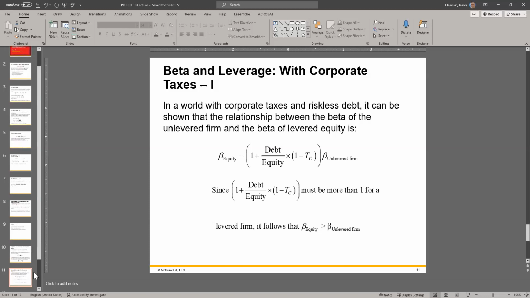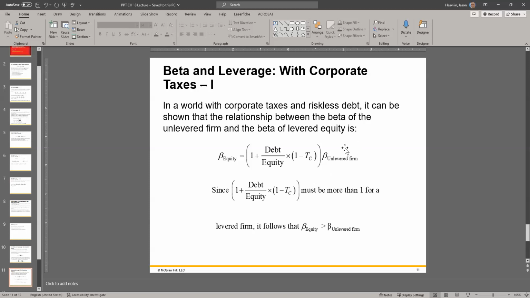Now let's go ahead and add the taxes. So in a world with corporate taxes and riskless debt, it can be shown that the relationship between the beta of the unlevered firm and the beta of the levered equity is following this formula. So now we have the weight of debt, but because we have the tax shield, we add this little piece here because now there's taxes involved, but interest is tax deductible. So if you take this impact that debt has on beta and you multiply by the beta that would have been on the unlevered firm, the firm without debt.